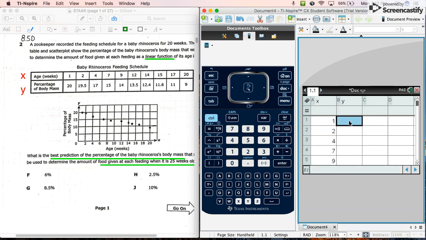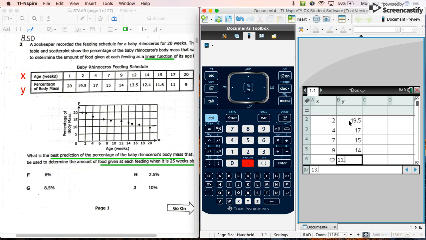Coming over to my Y values, I'm going to start with a 20, a 19.5, a 17, a 15, a 14, a 13.5, a 12.4, an 11.6, an 11, and a 9.